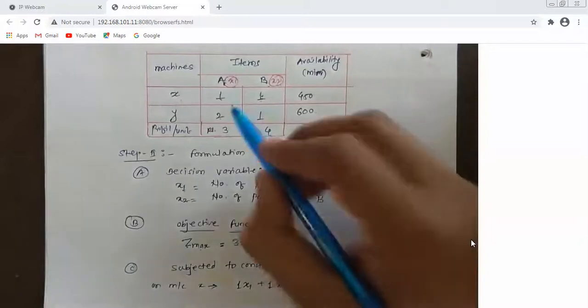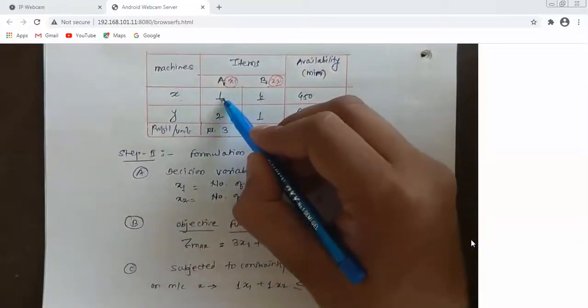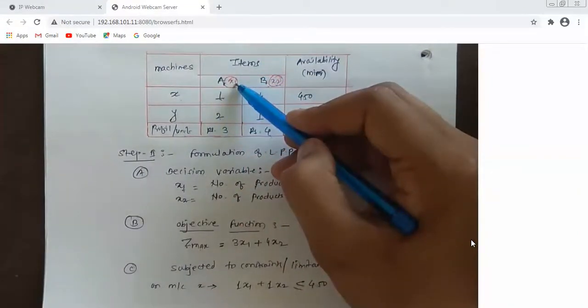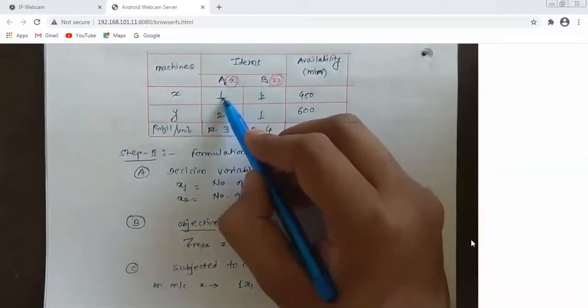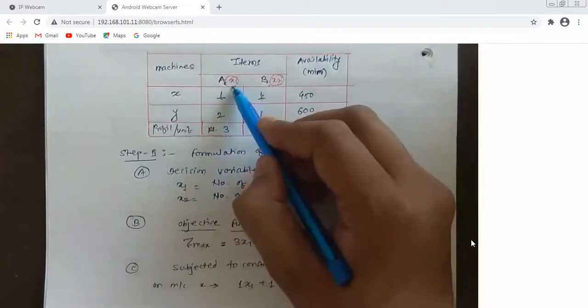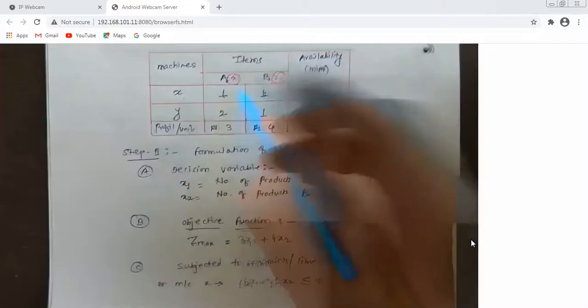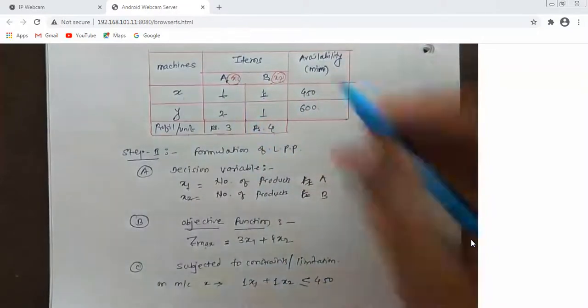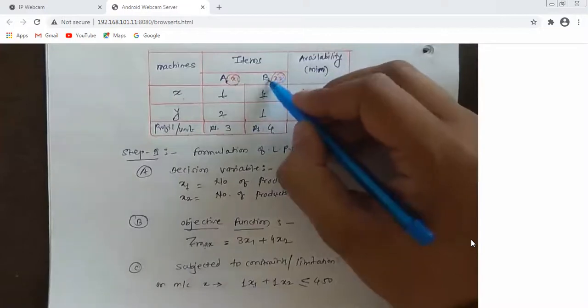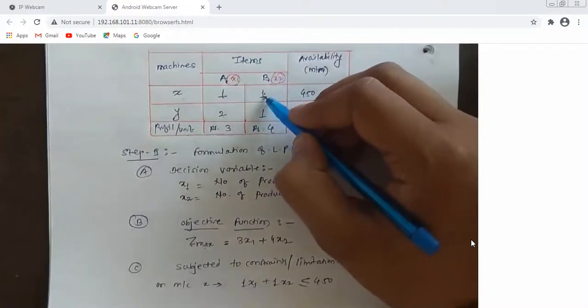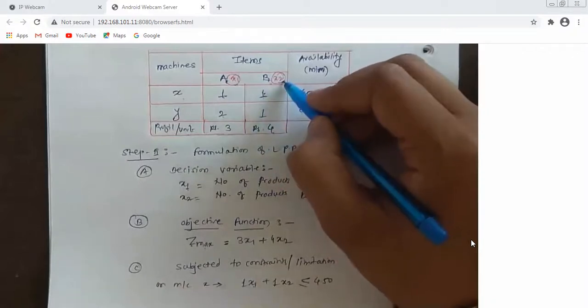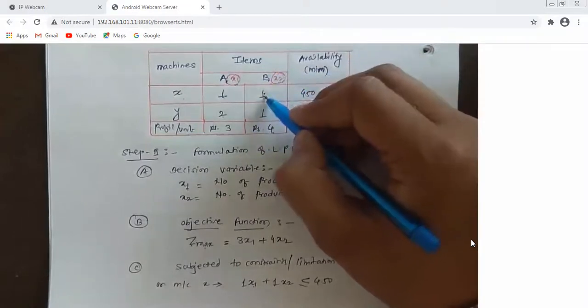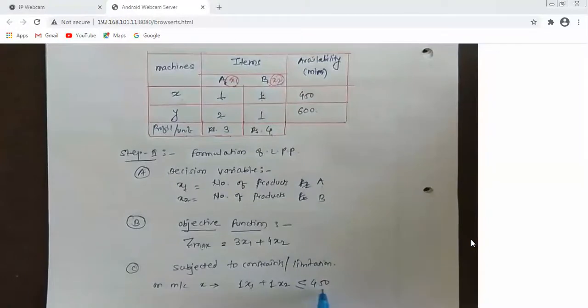Got it? See, this time period is for only one product, but here we are going to produce x1 pieces. So the time will be 1 into x1. This time, to produce one product takes 1 minute, but here we are producing x1 products, so how much time is required? 1 into number of products. So I have taken 1 into number of products, plus here on machine X for item B we required 1 minute, meaning we can produce one product in one minute. But here when we are going to manufacture x2 products, the time required for producing x2 products is nothing but 1 into x2, and less than or equal to 450.